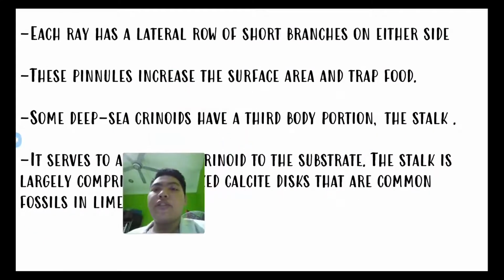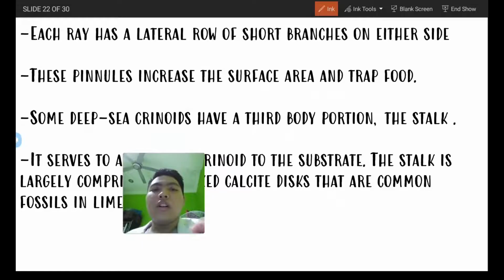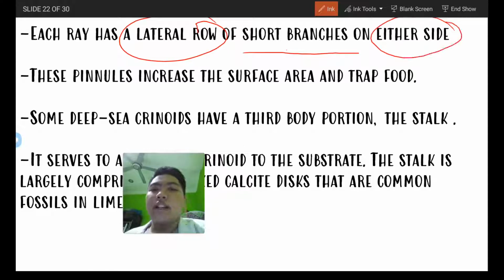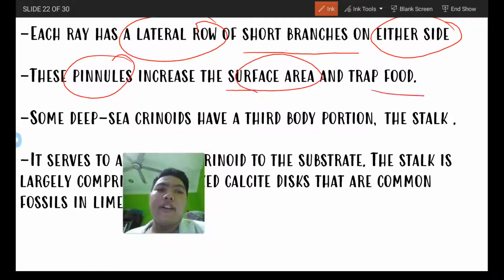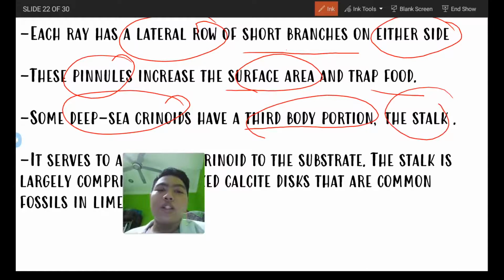Next, each ray has a lateral row of short branches on either side. These pinnules increase the surface area and trap food. Some deep sea crinoids have a third body portion, which we call the stalk.